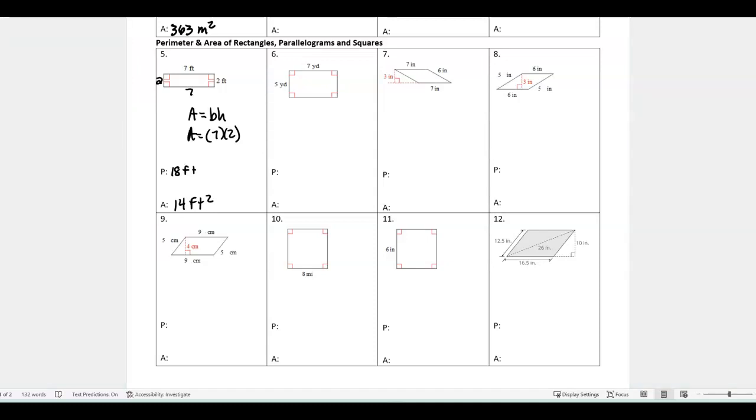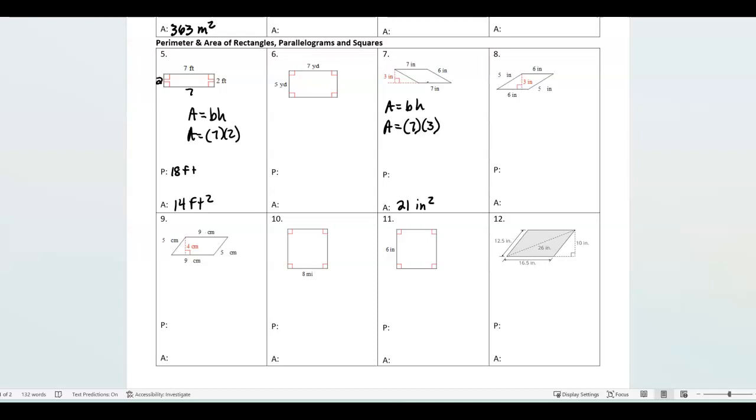The beautiful thing about a parallelogram is that the formula for area is exactly the same thing. Area is equal to base times height. Now the base is whatever side is connected to the right angle, and the height is the dotted line of the right angle. So in this case, the base is 7 and the height is 3. So the area, 7 times 3, is equal to 21 inches squared.